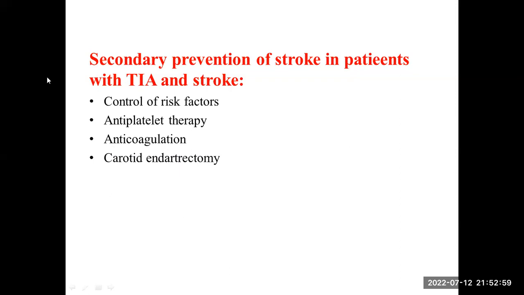So these are the elements of the secondary prevention of stroke, whenever you are dealing with a patient with a history of TIA or a patient with a history of ischemic stroke. I hope it's clear so far.